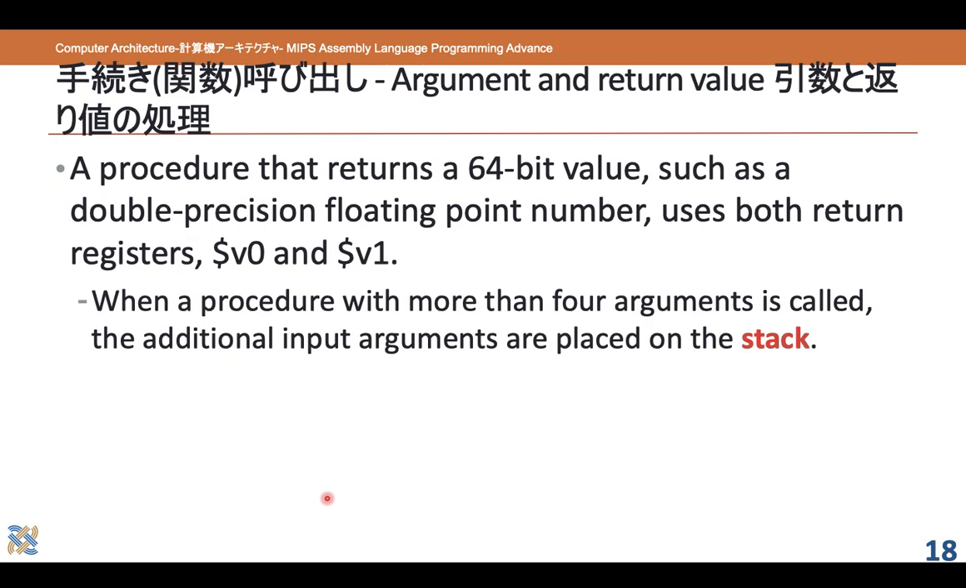And another issue for the procedure call is sometimes the return value could be 64-bit, as all of your registers are 32-bit. What we can do is use both v0 and v1 to store the 64-bit result. And when a procedure has more than 4 arguments, we must use the stack to store them. So in the next video, we will learn about the stack. Until then, enjoy MIPS assembly programming.